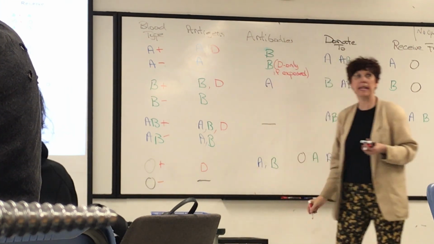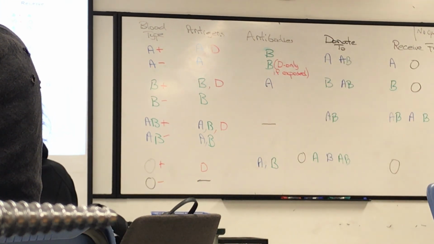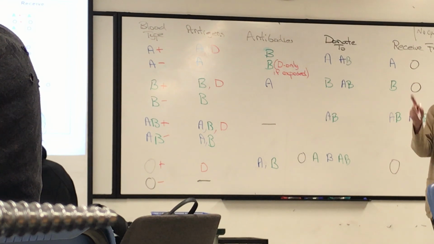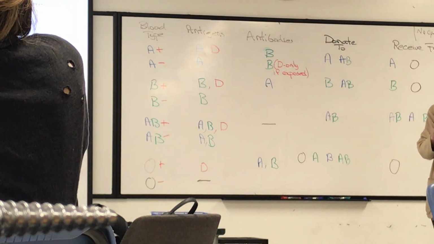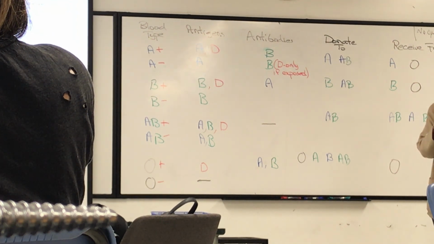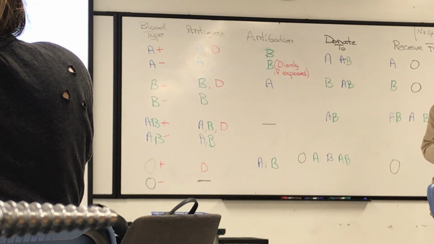So if I tell you somebody has A and B antibodies, you would know that their blood type is O. Do you know if it's positive or negative yet? No. But if I say they have A and B and D antibodies, the presence of the D antibodies tells you their blood is negative and they have been exposed to the D antigen.